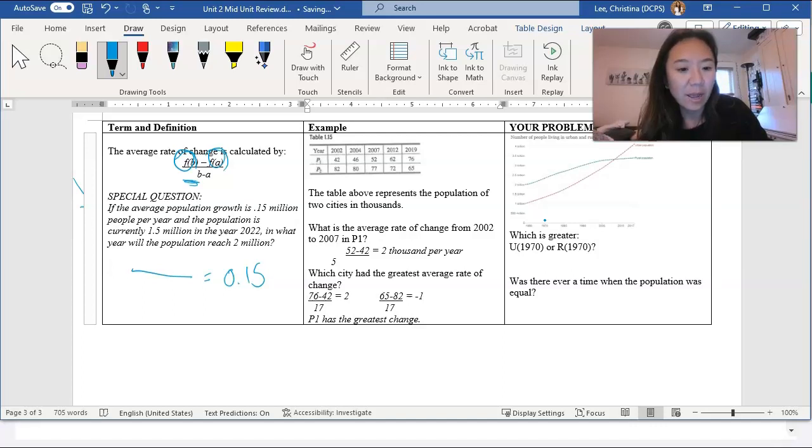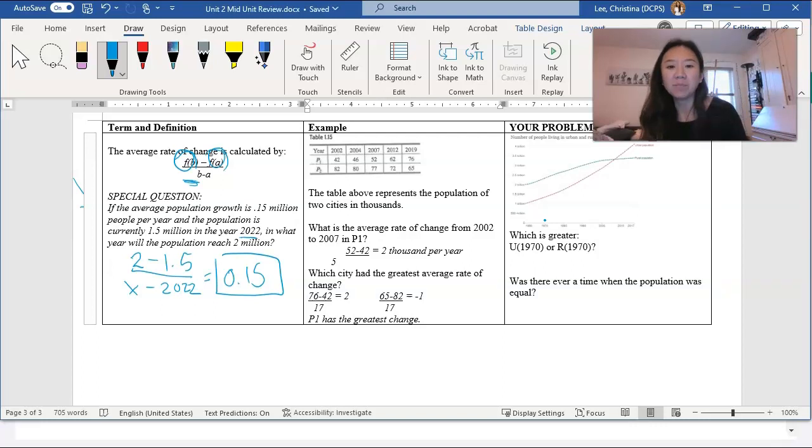That's our output. That's how many we have. When will it reach 2 million? So when it's 2 million minus 1.5, and then we are looking at in the year 2022, what year will that be? So x minus 2022. Okay, how can we get to this? All right, that's what it's asking you. What year will that happen in?